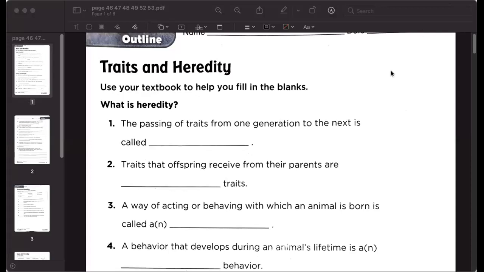Today we're going to recheck and solve chapter number 2, from this, lesson number 4, that is about traits and heredity. So please open your workbook. Here I have page number 46. Everybody, you can see your workbook page number 46.